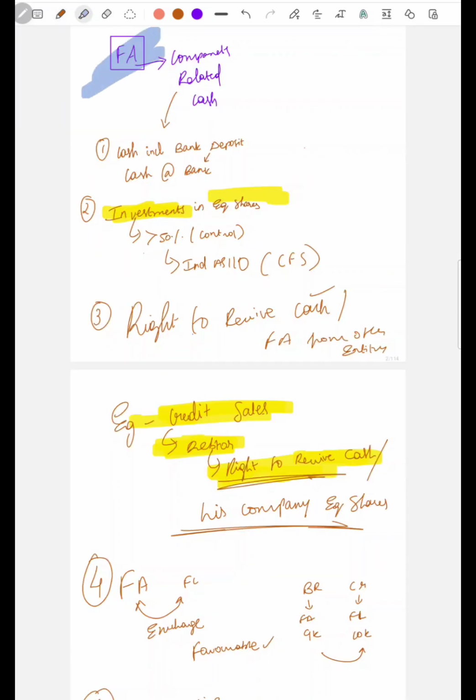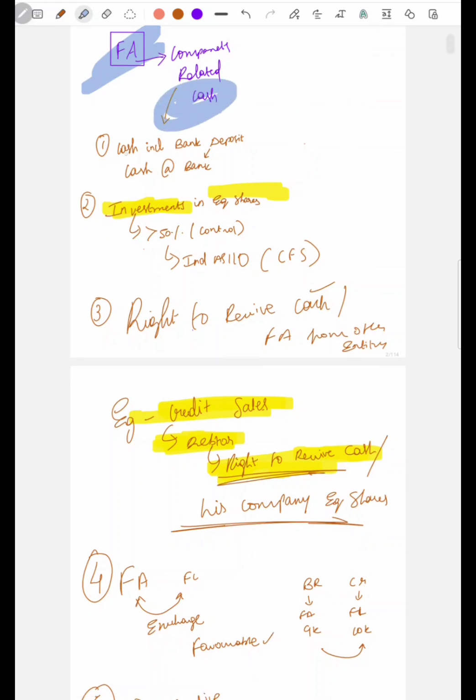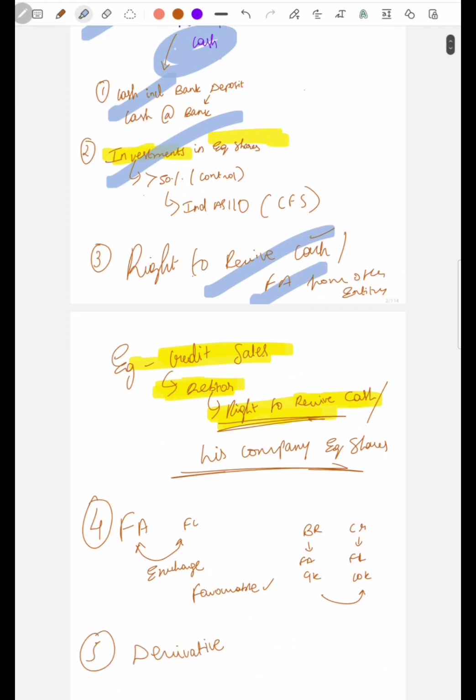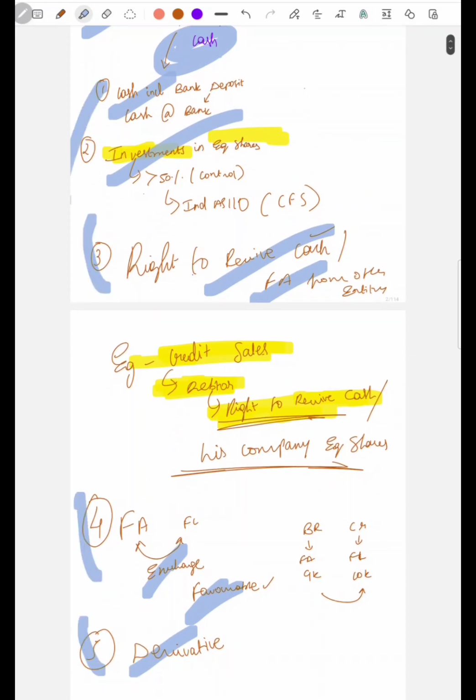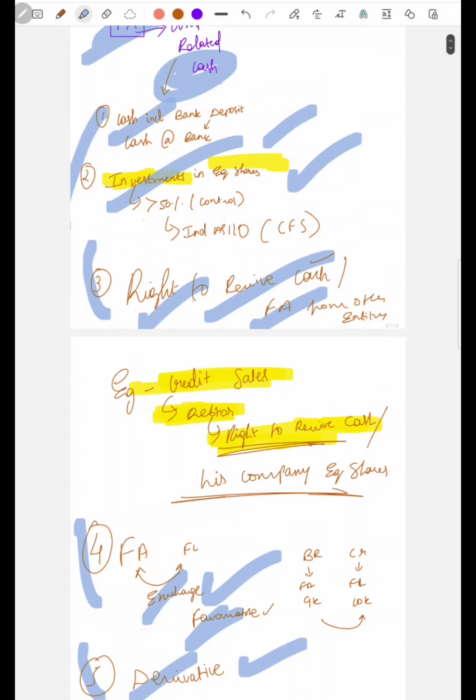Now financial asset means something which is related to cash. So it can be cash or it can be investments in equity share, or there is a right to receive either cash or any other financial asset, and then we are exchanging in a favorable condition, that is also a financial asset, and derivative, that is also a financial asset. So these are the 5 components that you need to remember to identify whether it's a financial asset or not. It's either a cash, or equity share, or some right to receive, or an exchange in a favorable condition, or a derivative. So if you remember these 5 things, then it's going to be very easy to identify whether it's a financial asset or not. Okay.